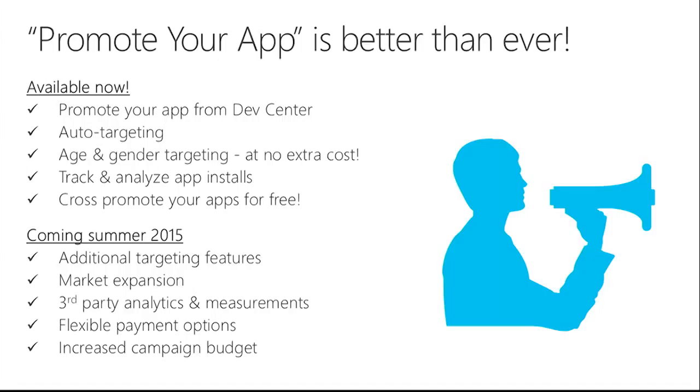Second, we've added some great targeting capabilities, including auto-targeting based on age, gender, and geography. So by default, all of your apps are auto-targeted, so you're opted in for auto-targeting. Second, we also have some fantastic features to track your installs and to understand your user acquisitions. So this is all available today.